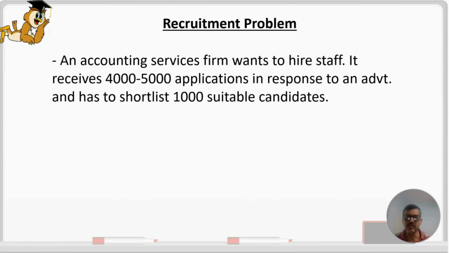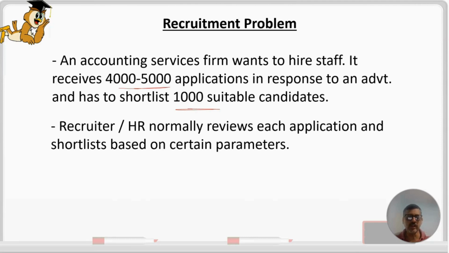Let's say an accounting services firm wants to hire staff. Okay, it receives 5,000 applications in response to an advertisement and has to shortlist approximately 1,000 suitable candidates. Okay, these numbers are not exaggerations. I can talk from my experience. If you put out an advertisement, you can easily get few thousand applications for virtually any position in India. Okay, so 5,000 applications were received by this company, and a short list of 1,000 suitable candidates had to be created.